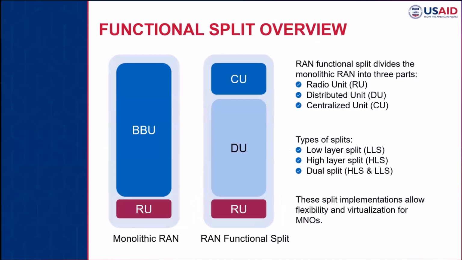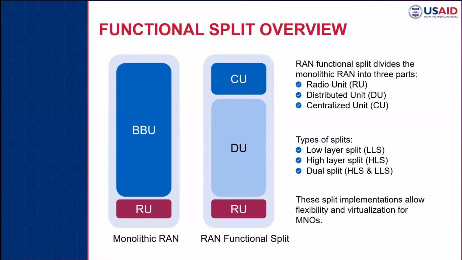Let's see the functional split overview. We have the monolithic RAN, which is composed of the BBU and the RRU, or radio unit. Then there is what we call the RAN functional split, where the BBU is split into two: the CU and the DU. And there are three types now: the lower layer split, LLS, the higher layer split, HLS, and the dual split, which is a combination of the low layer and the high layer.